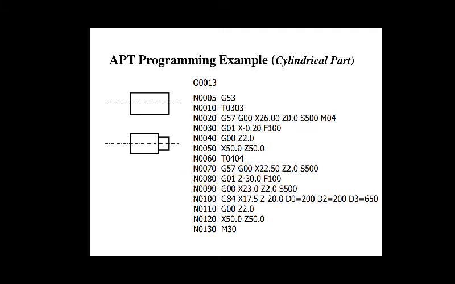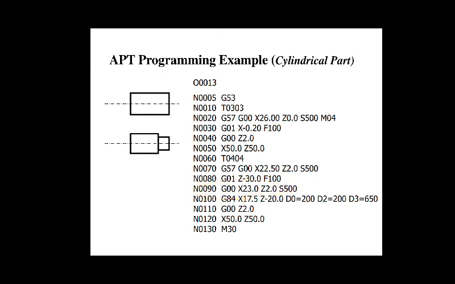After this the next block is N0080. It is G01. G01 is for linear interpolation, which means we are going to perform a cutting operation. And Z minus 30.0 means the tool should move only in the Z direction, so we are going to perform a turning operation over here. During this, F100 sets the feed rate to 100 mm per minute.